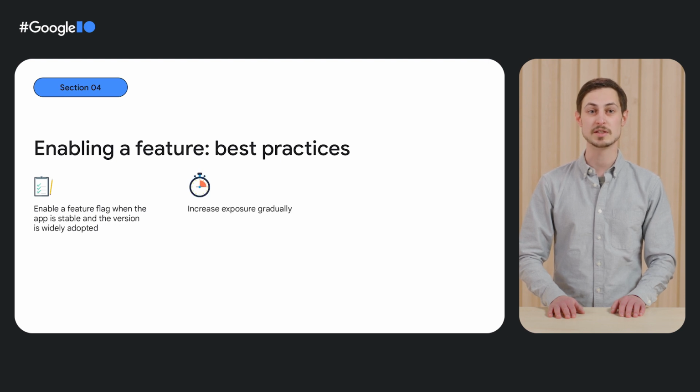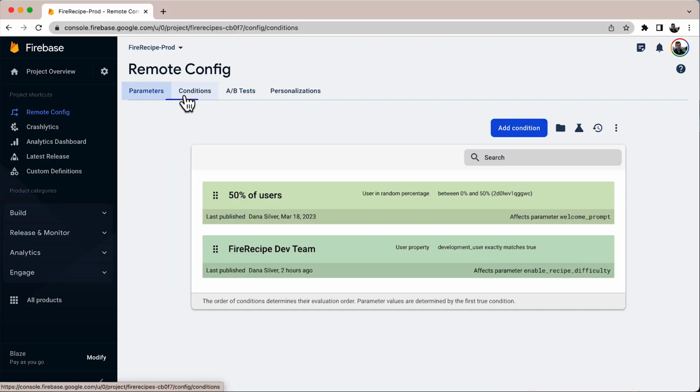You'll want to increase exposure gradually to understand if the feature is successful without impacting too many users if there are issues. A ramp up of 1%, 10%, 50%, 100% with a couple days in between each step is a common practice, but the exact steps and waiting time will vary depending on your user base. To set this up, let's go back to the Firebase console to start the release.